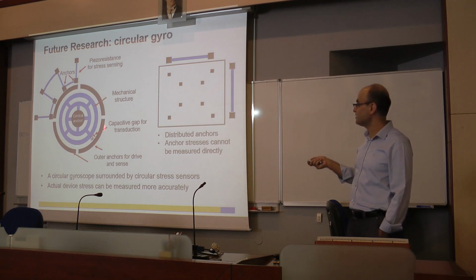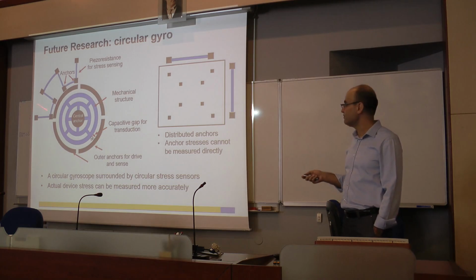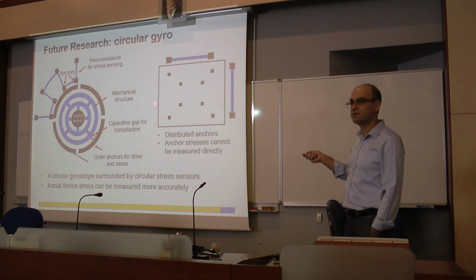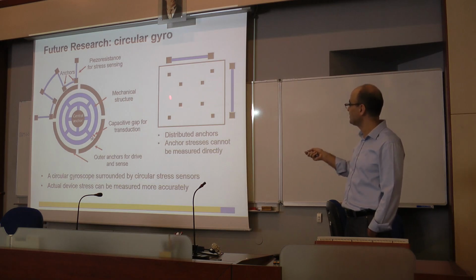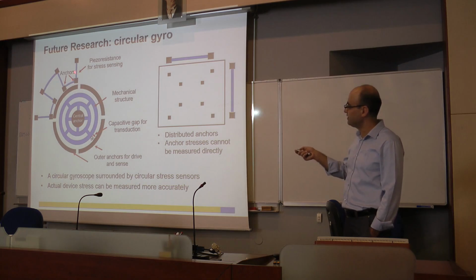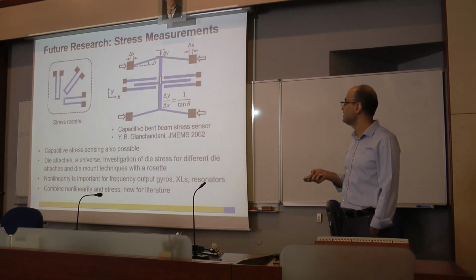This is what I want to do next in these days. If you have a circular gyro, one anchor in the center and the stress sensors on the outside, then you can measure whatever the anchors are doing more accurately. Because if you do a rectangular gyro like I did, it has distributed anchors and you measure stress on the sides, so that may not be the most efficient. My argument here is that if I make it like this and have my stress sensors on the outside, I can measure and I can have more repeatable results.